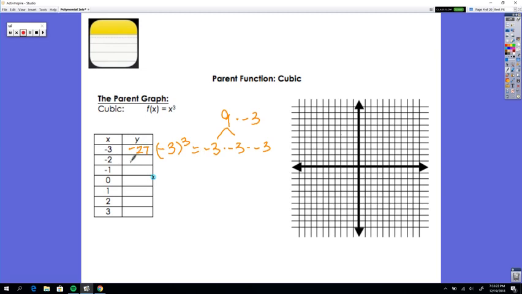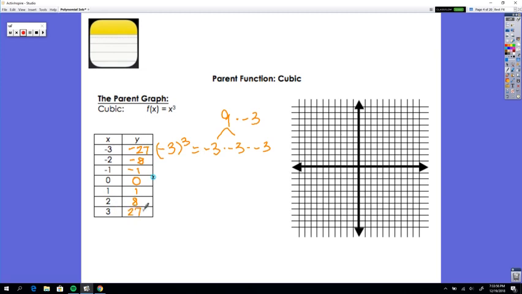-2 cubed would be -2 times -2 times -2, which we know is -8. -1 cubed is -1 times -1 times -1, which we know is -1. 0 cubed is 0 times 0 times 0, which is 0. 1 cubed is 1 times 1 times 1, which is 1. 2 cubed is 2 times 2 times 2, which is 8. And 3 cubed is 3 times 3 times 3, which is 27.